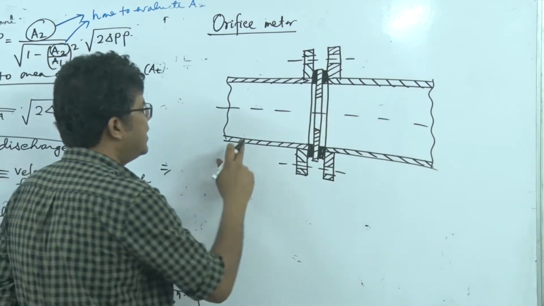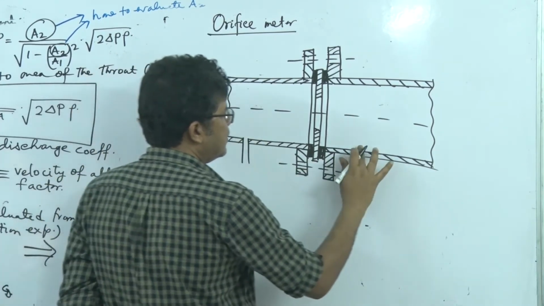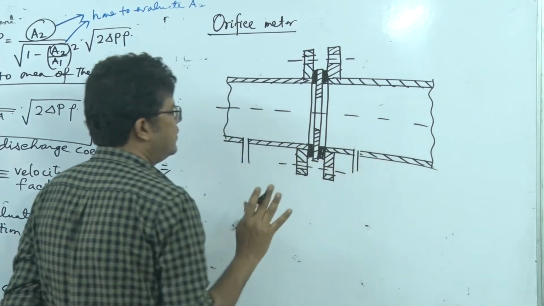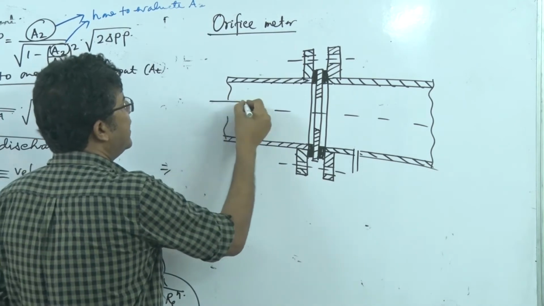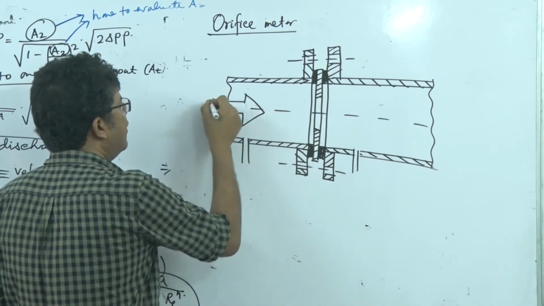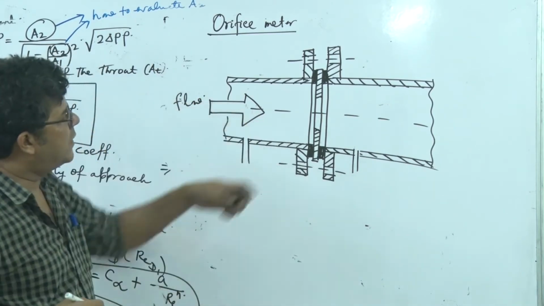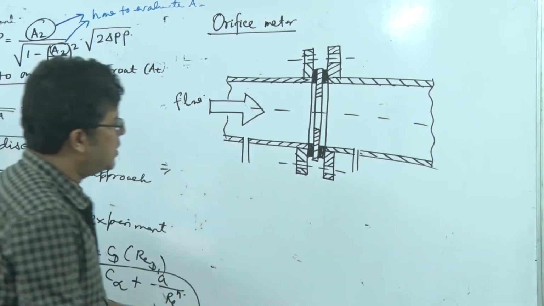So this is the orifice meter, but definitely we have to go for pressure tapping. This is the most common type of pressure tapping. We will discuss it. See, that's the basic structure, and this will be the direction of flow. So, first question, why is the orifice plate beveled outward?